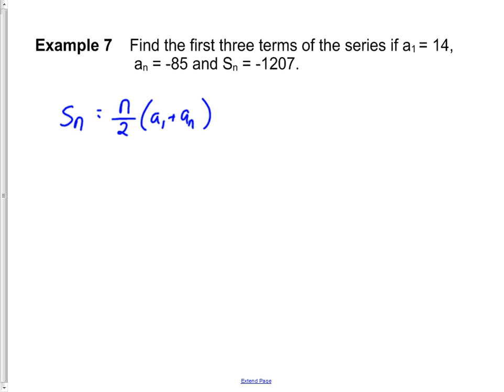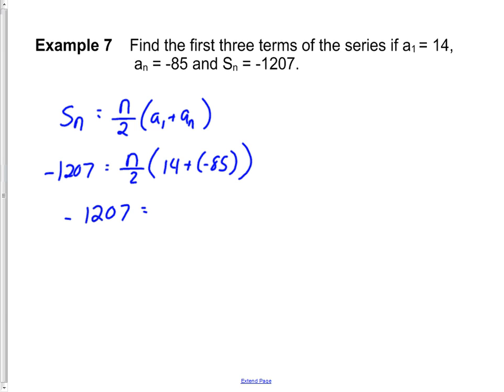S sub n is negative 1,207. And the number of terms in the series, that's what I'm going to be after to start out. I need the number of terms. First term was 14, nth term was negative 85. So what I'll do is I'll start by going through and adding these together. So negative 1,207 equals n divided by 2 times negative 71.